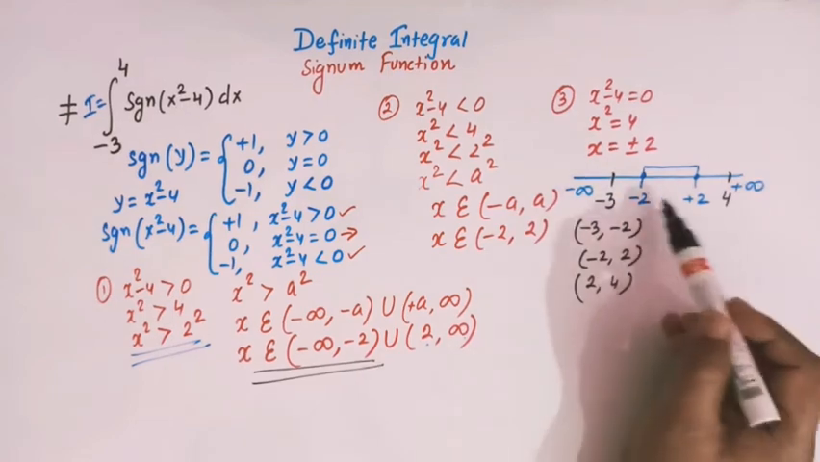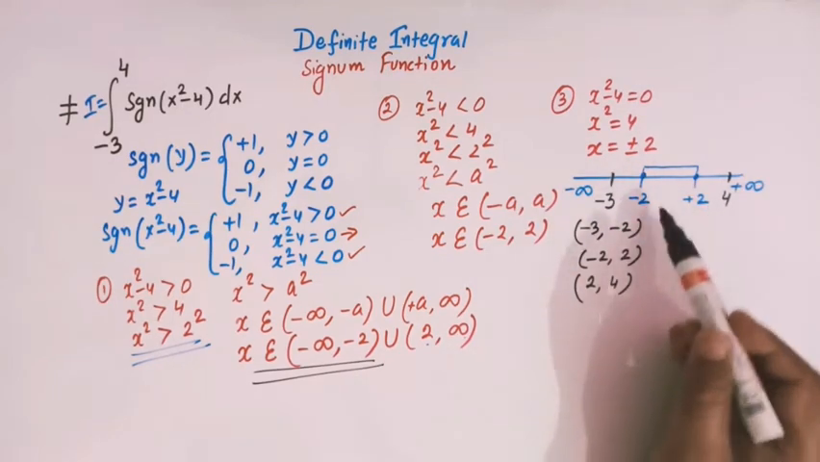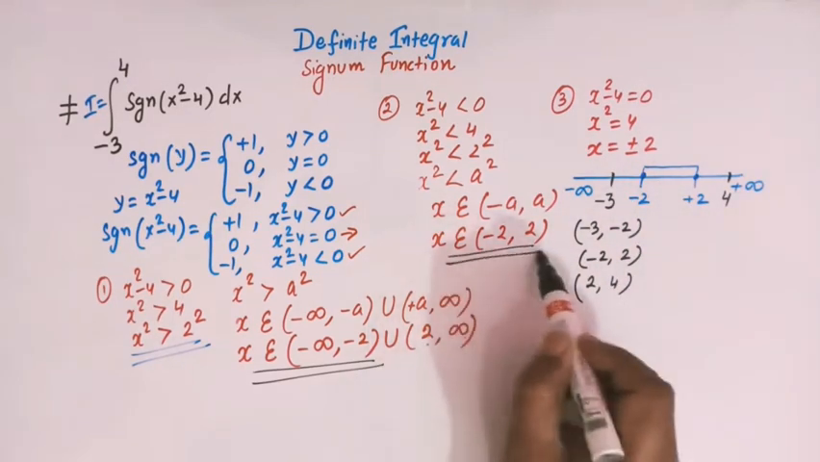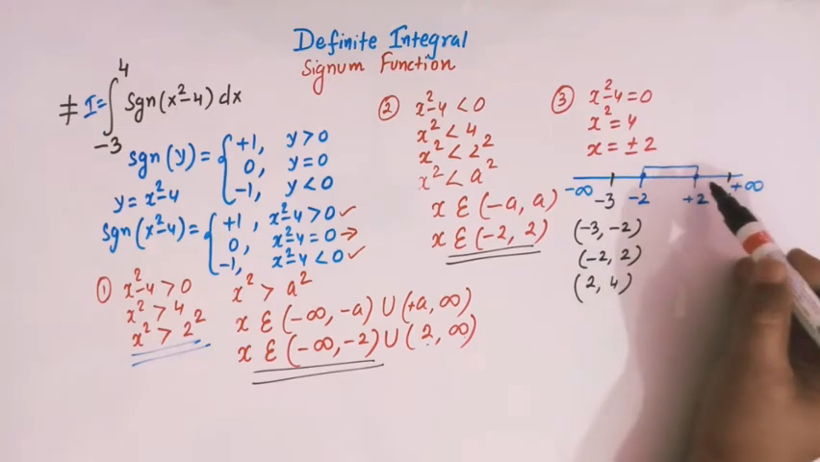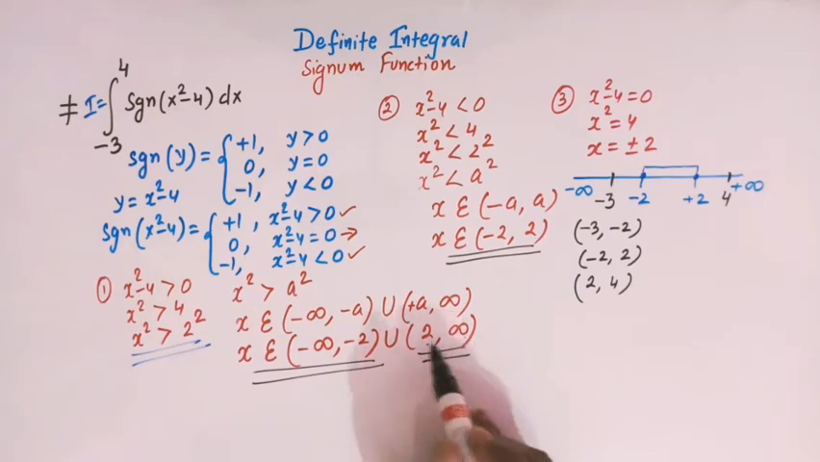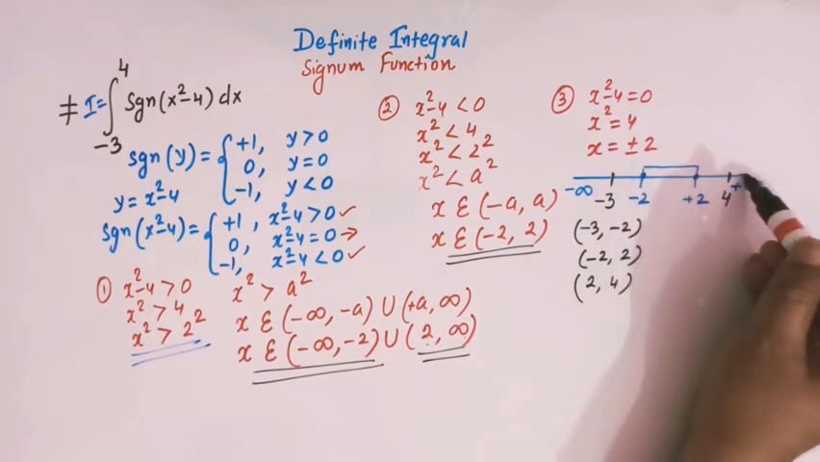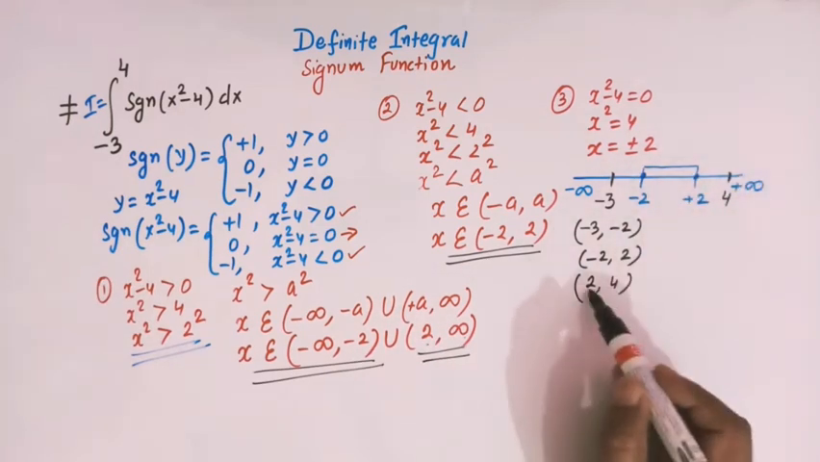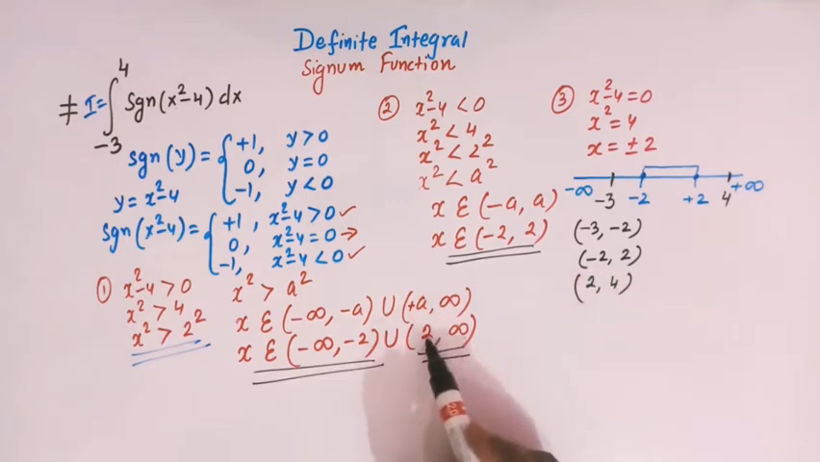The interval -2 to 2 is here, and the interval 2 to 4 lies here, that is from 2 to infinity. So we can also say that (2, 4) is a subset of (2, infinity).